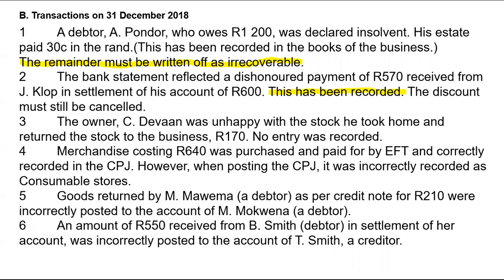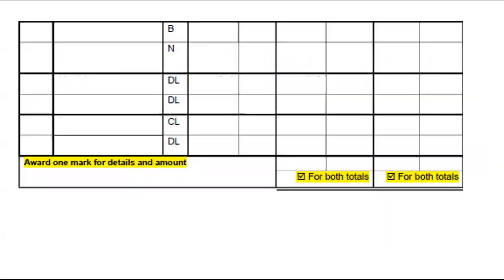Transaction 4. Merchandise costing 640 was purchased and paid by EFT and correctly recorded in the CPJ. However, when posting the CPJ, it was erroneously recorded as consumable stores. So here we were supposed to debit merchandise, and obviously we credited bank, that is fine. Some of you are like, what is merchandise? Merchandise is just trading stock. We were supposed to debit trading stock. Instead, we debited consumable stores, which is an expense. So we need to reverse this by reducing consumable stores on the credit side and debiting the correct account, which will be trading stock. Note that debtors control and creditors control columns will not be affected in this case. Let's move on.